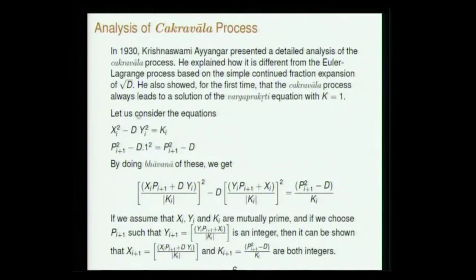So, now first step, let us start with xi squared minus d yi squared is equal to ki. Think of an auxiliary equation like this, pi plus 1 squared minus d into 1 squared is pi plus 1 squared minus d. Do the bhavana of these two, then you will get this product on the right hand side, right? But take this ki to the denominator, then you get an equation like this. If you divide the product of these two by ki squared, then you will get an equation like this. So, by doing just the bhavana of these two equations, you have obtained this. You can recognize these are the quantities appearing in the steps of the Chakravala equation.